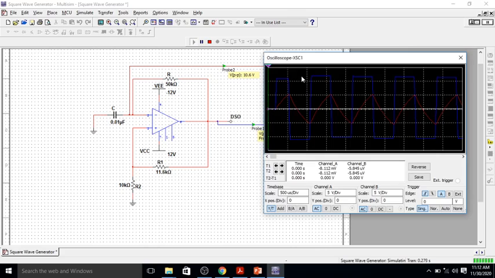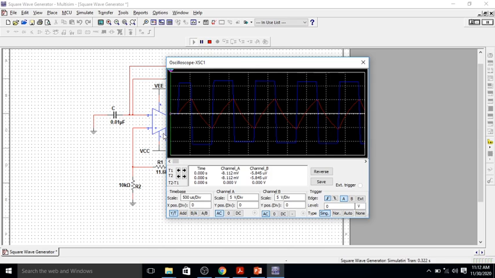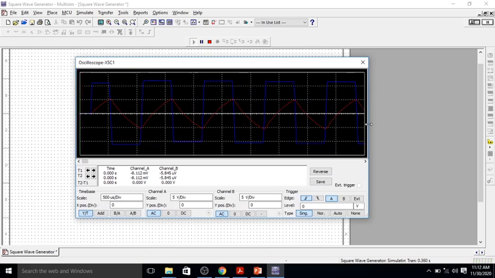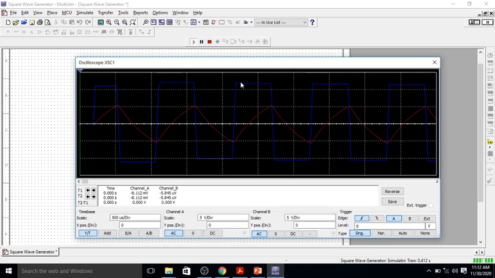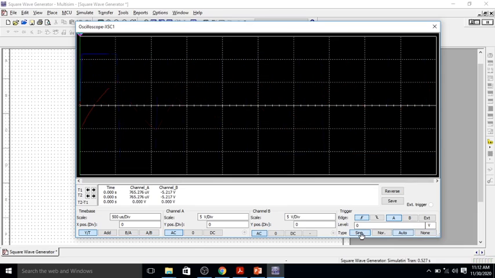If you double click on the CRO, you can easily observe the waveform. This triangular waveform is nothing but it is the charging and discharging of the capacitor. There is a difference between triangular wave and charging and discharging of capacitor. There is a slope, some curve in the charging and discharging of the capacitor.